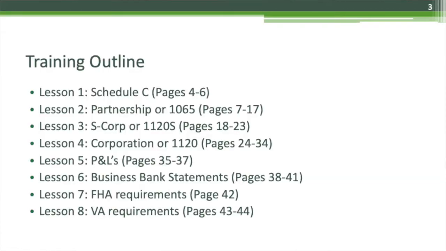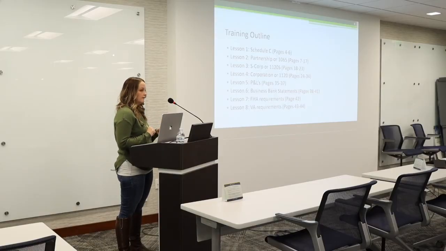At the very end, I will do a quick FHA and VA requirement, just so you know the difference between the conventional and FHA and VA. How you calculate the income is the same though. So when I'm calculating this, this goes for conventional, FHA, VA, and all that. It's just the documentation requirements are a little bit different for FHA and VA. So that's what we'll go over at the end.